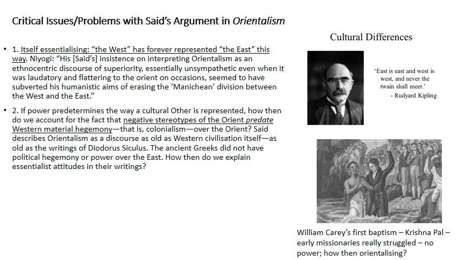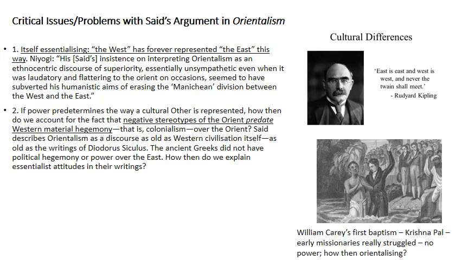So Said describes Orientalism as a discourse as old as Western civilization itself, as old as the writings of Diodorus Siculus. The ancient Greeks did not have any political hegemony or power over the East. How then do we explain essentialist attitudes in their writings?